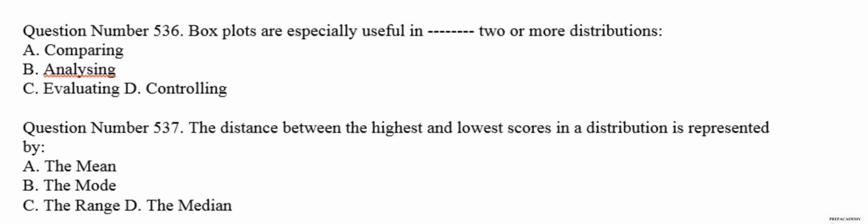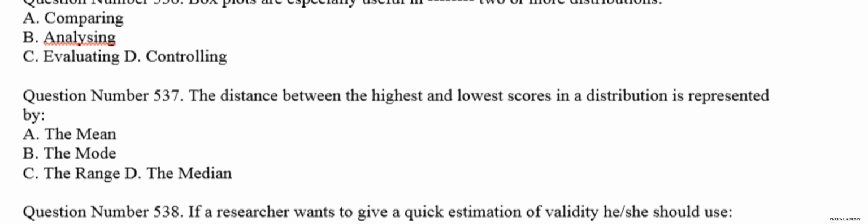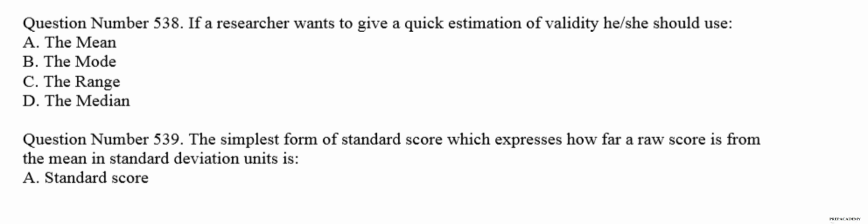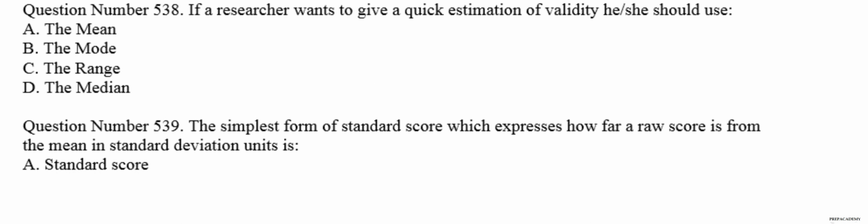Question number 537. The distance between the highest and lowest scores in a distribution is represented by A. The mean. B. The mode. C. The range. D. The median. The correct answer is option C, the range.